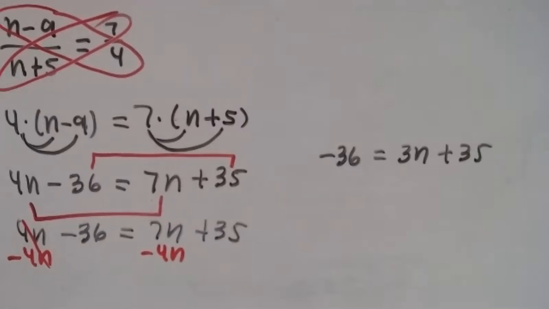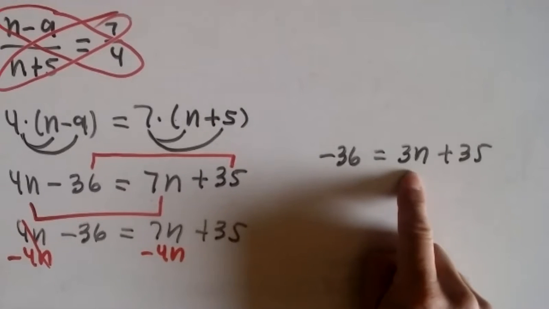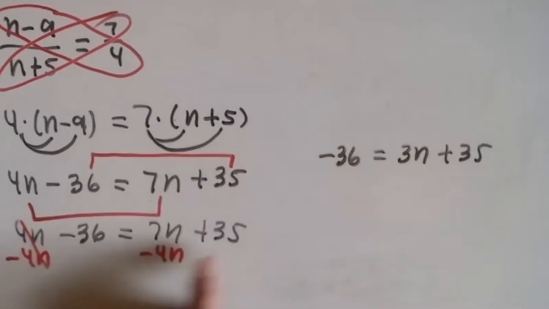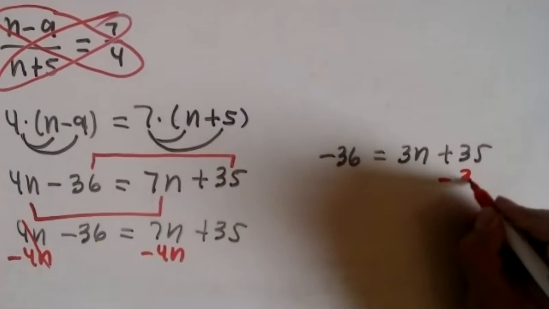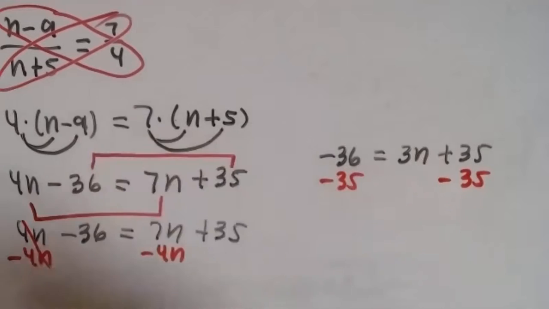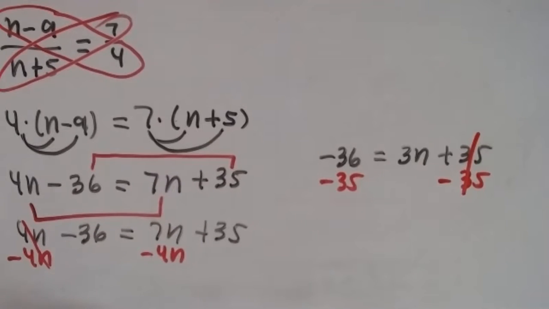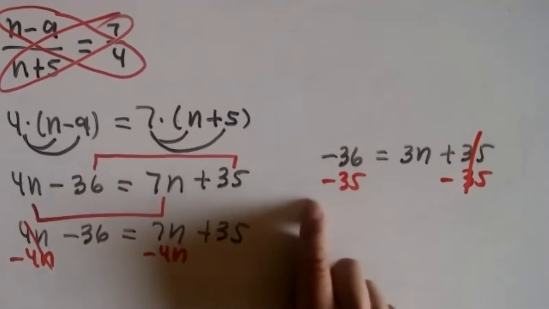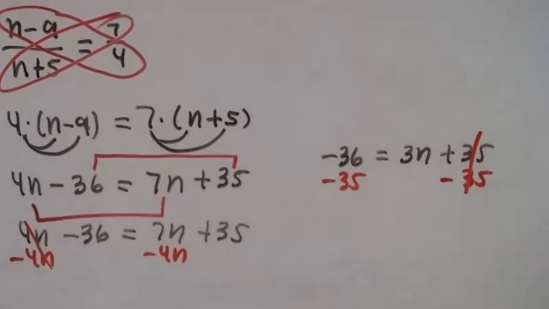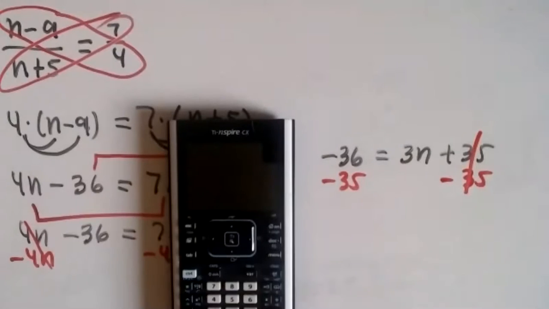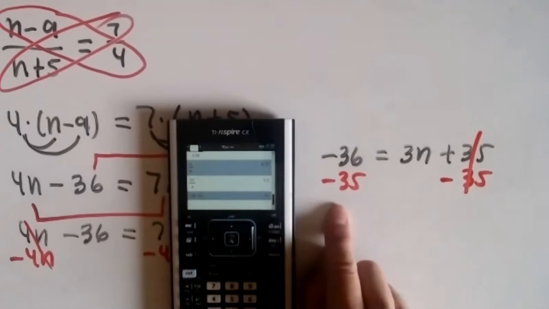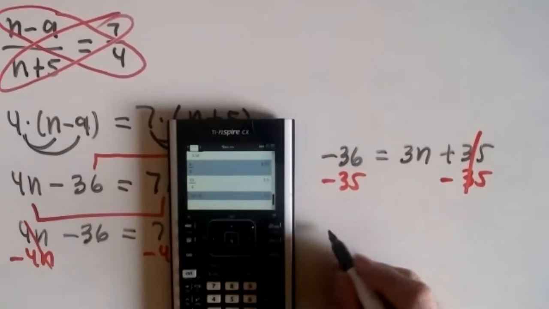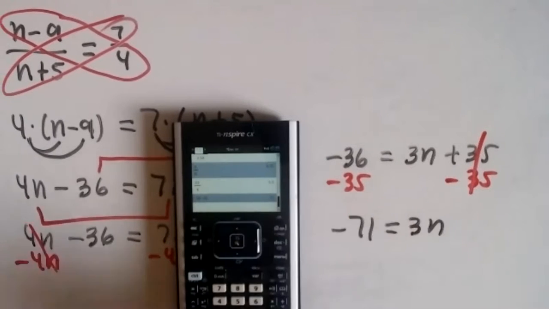Okay, now I need to set this by itself. So this number has to be on the other side. So minus 35, minus 35. I cancel the 35 on the left side. And then I add these numbers with the calculator. So remember, you put here, in the phone, I guess you can do the same, negative 36 minus 35, and that is negative 71. So this is negative 71 equals 3n.